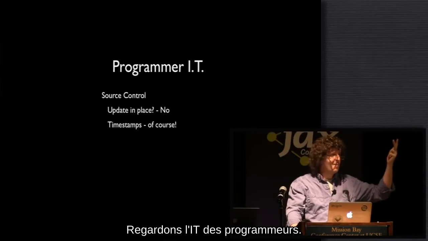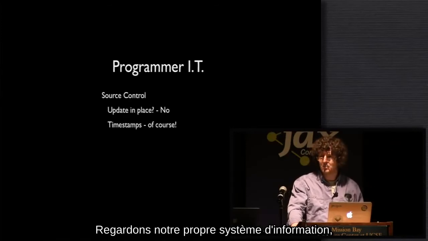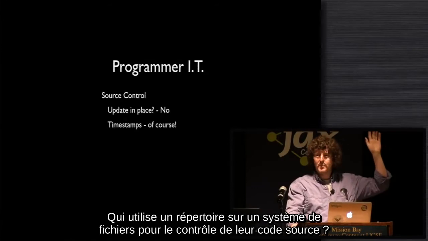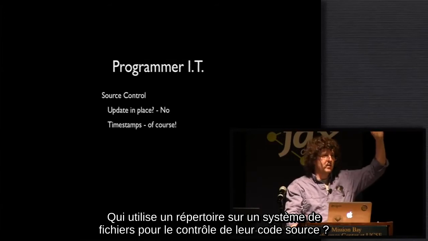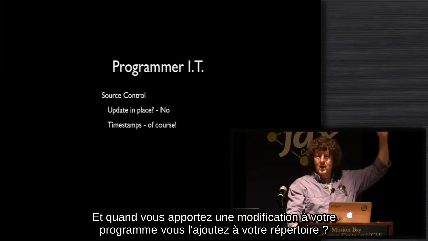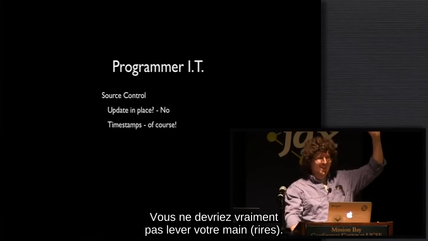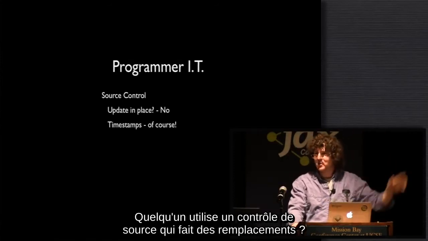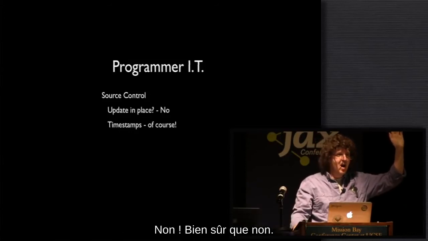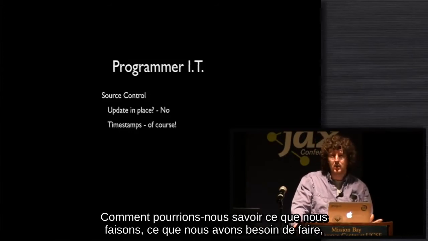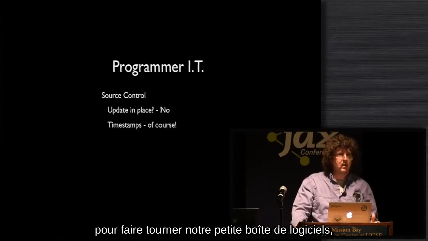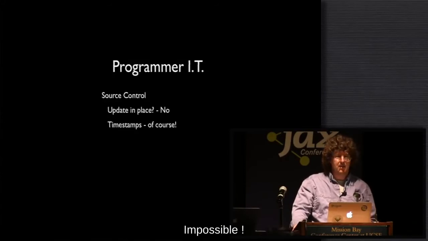Let's look at programmer IT. Let's look at our own IT systems, the ones we build for ourselves. Source control. Is it updated in place? How many people use a directory on the file system for source control? And when you have a new edit to your program, you just put it in the directory. You really don't want to raise your hand. No, of course not. It's not updated in place. Anybody use a source control system that doesn't have dates and times on stuff? No, of course not. How would we possibly know what we were doing? How could we possibly make the decisions we need to run our little software business if we didn't have this information? No way.